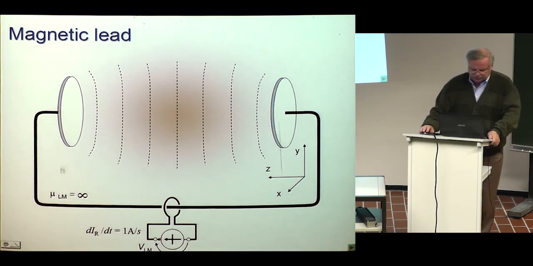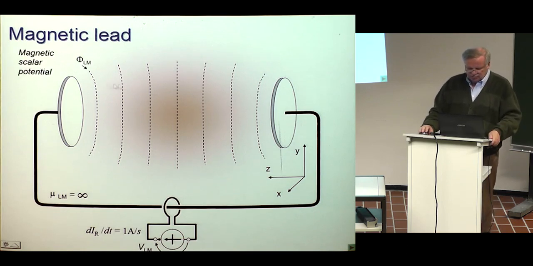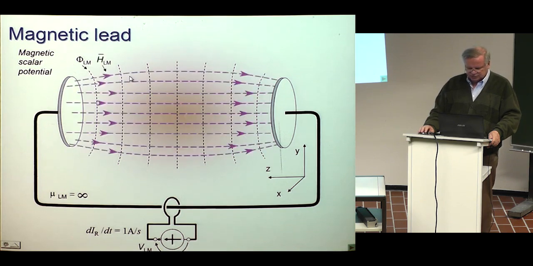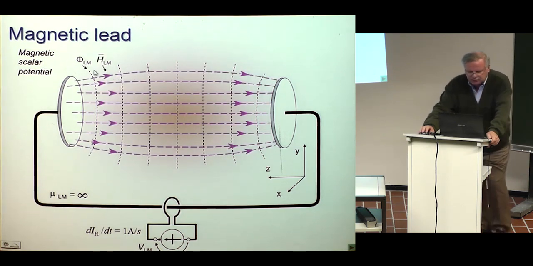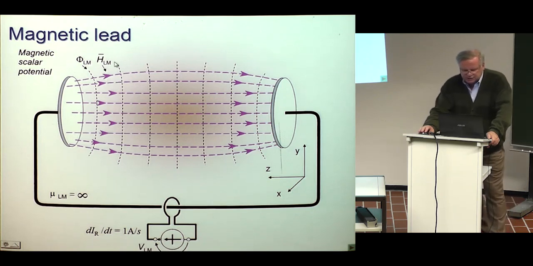Feeding the reciprocal current to this lead raises several different fields. Firstly, it raises a magnetic scalar potential field, phi sub Lm. L means lead and M means magnetic. Phi is a magnetic scalar potential. The negative gradient of this phi sub Lm is a magnetic field H sub Lm, which looks like that. And multiplying it with the existing magnetic permeability mu, we get the magnetic induction B.